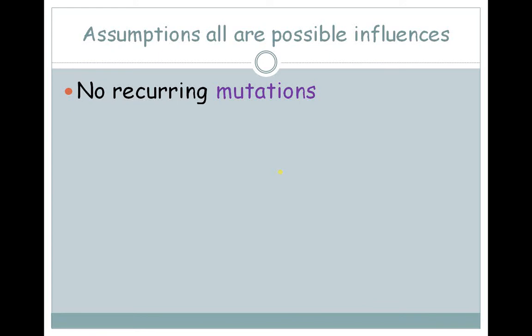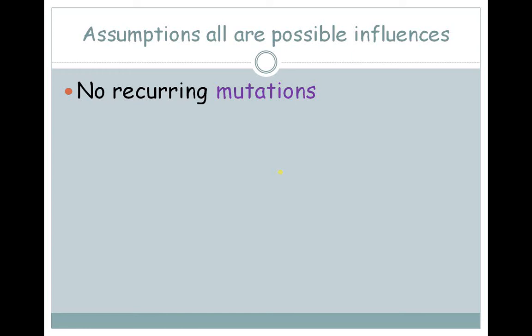So all of the things that might change frequency, Hardy-Weinberg has to assume are not happening. These are all the things that we had talked about in micro and macroevolution that might encourage or be part of the evolution of a species.